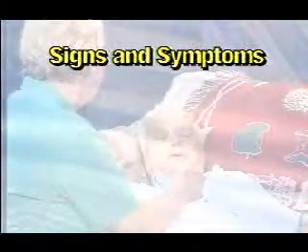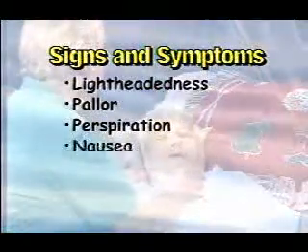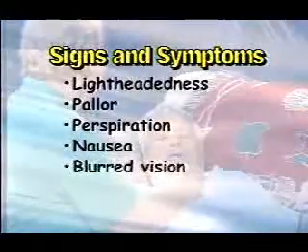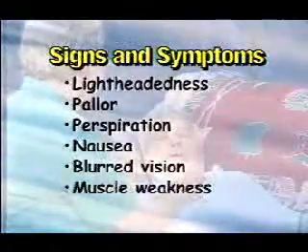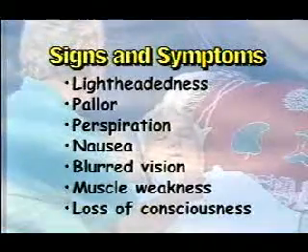Fainting comes on gradually. You can feel lightheaded, you can become pale, perspiration occurs, nausea might happen, you could have blurred vision, muscle weakness, and if it continues, it can go on to a loss of consciousness.